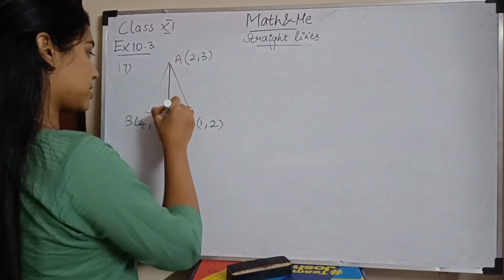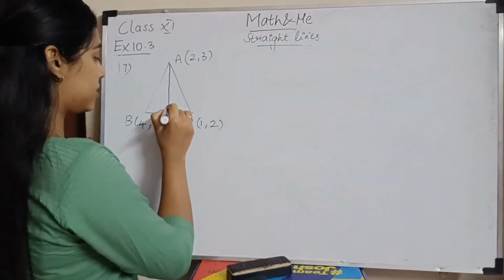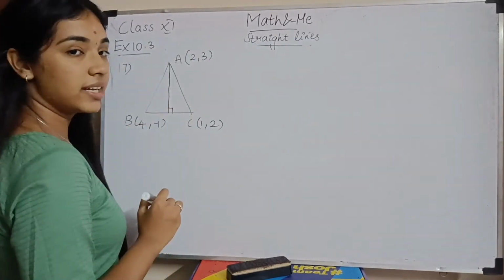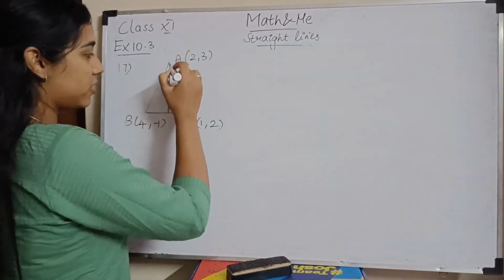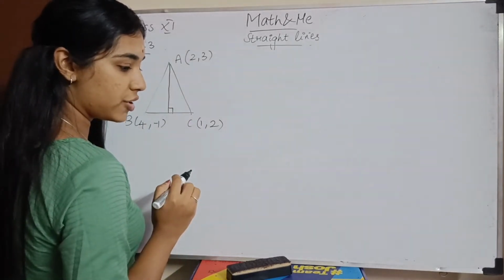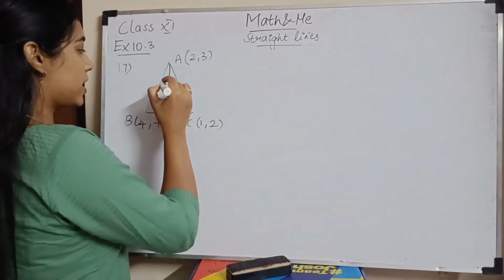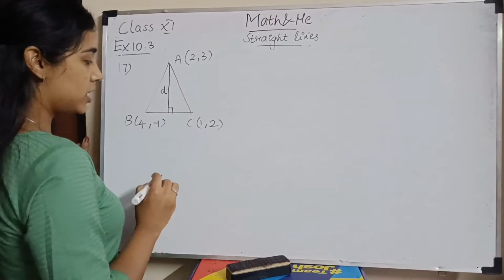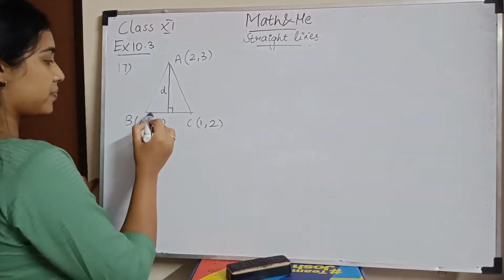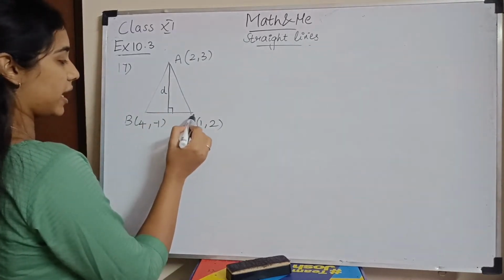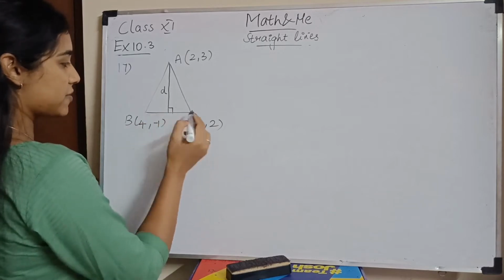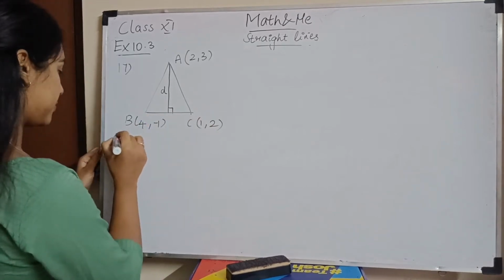So this is given to be the altitude. The altitude makes an angle of 90 degrees with the line. So you need to find the equation of this particular altitude and also the length. So let this length be D. If you have this particular line with 2 points, let us find the slope of BC.